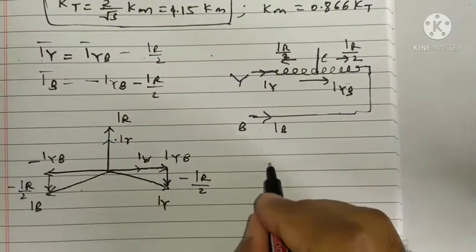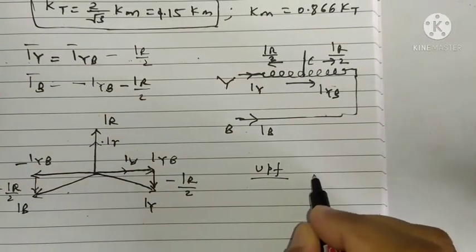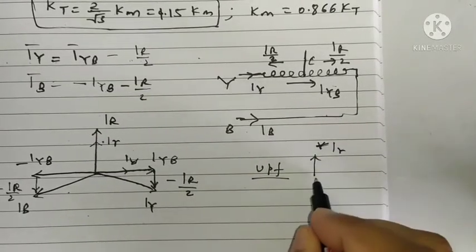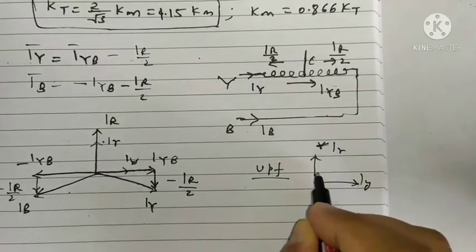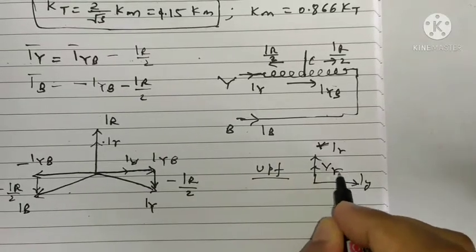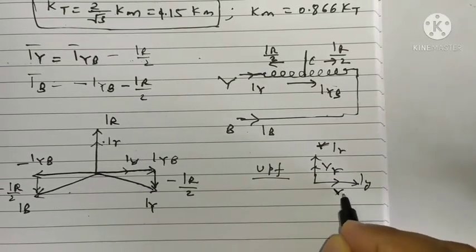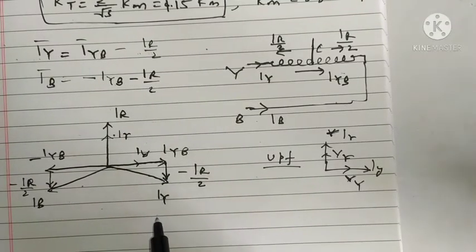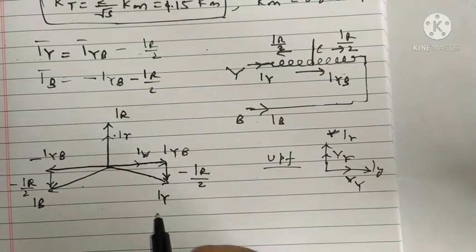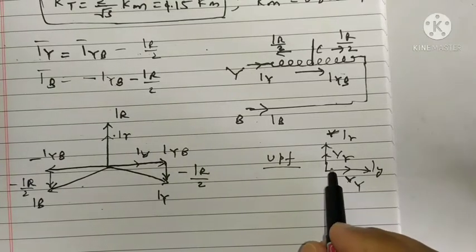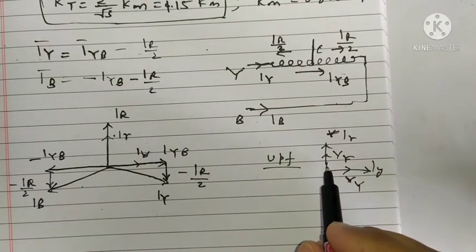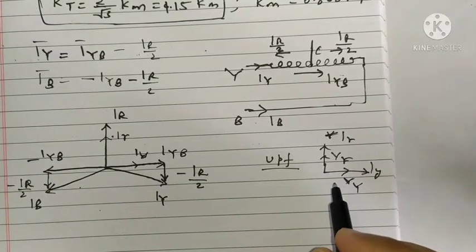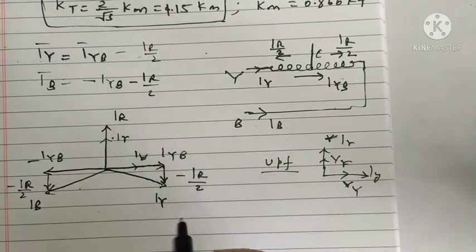So for unity power factor, if it is the locus of IR and the locus of Iy, then VR and Vy will be 90 degrees to each other. So this is the Scott connection, where we are getting a two-phase supply, and the phasor difference between these two phases is 90 degrees, right?